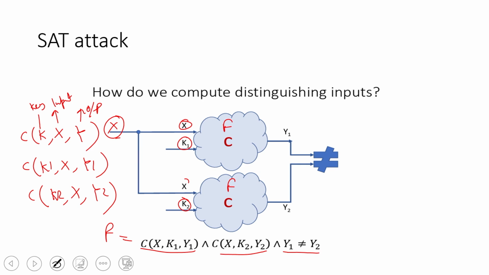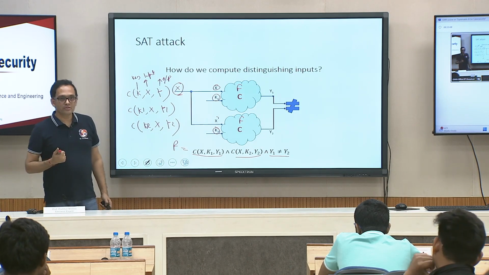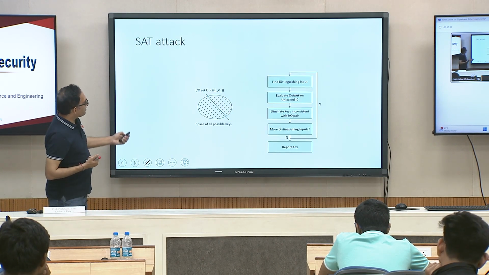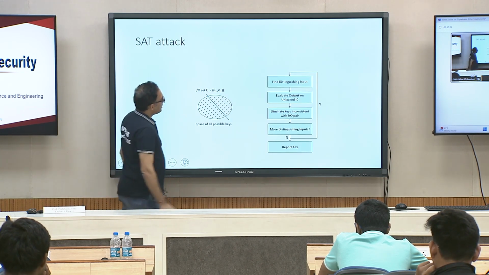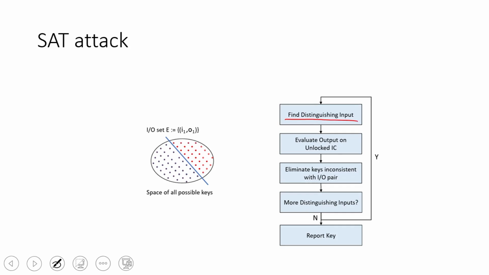Once it runs once, it will give you an input for which you can distinguish a few keys. Okay. Everybody agree with this? I will come back to this. So, this is what I am doing now: you find the distinguishing input by SAT attack.